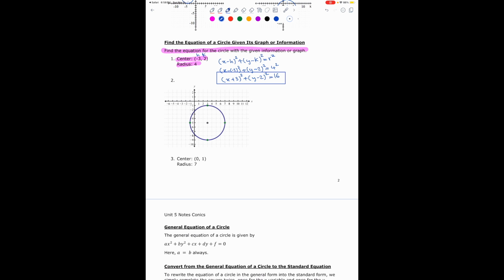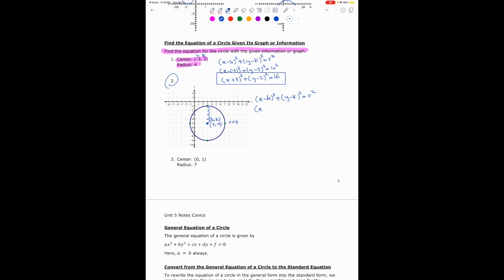If the information was not given and instead we were given the graph of the circle, like example number 2, we will need to figure out what the center is and what the radius length is. So in this case, the center is this point, which is the point 3 and negative 5. The radius is 1, 2, 3, 4 units, so r is equal to 4. So h and k are given from the graph, and I found r. All I need to do is substitute in the standard equation of the circle.